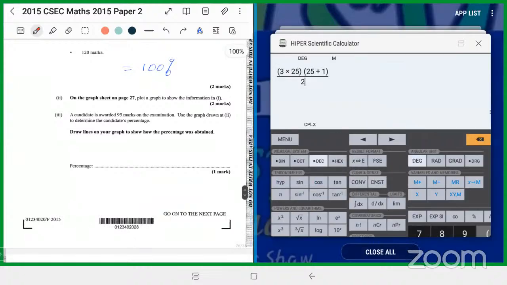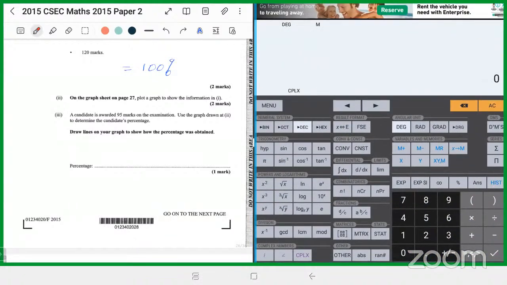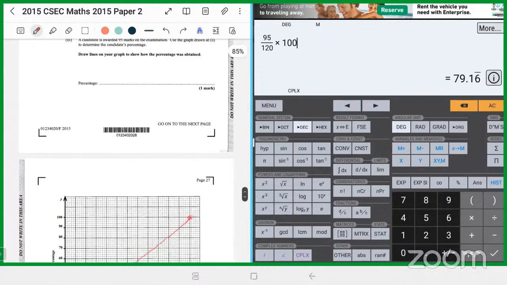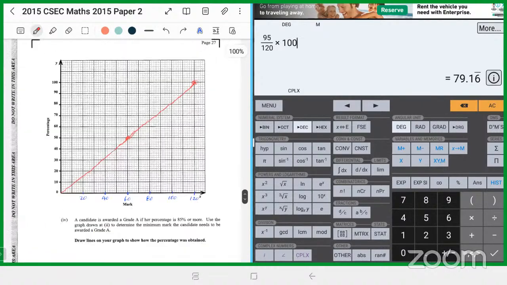Just to be sure, you see the graph gives us that same value. So 95 out of 120 times 100. It's supposed to be 79 point something percent. So you're going to go for 95 marks on the graph and see what it tells you. You're supposed to get 79%. 95 marks. Let's see it here now.